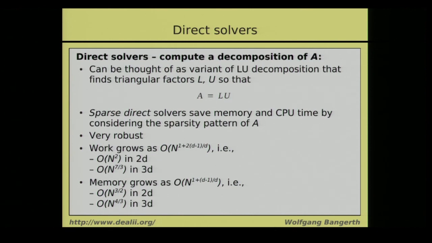The amount of memory that you need to store grows like n to the 1 plus d minus 1 over d. So in 2D, the amount of memory to store the L and U factors is n to the 3 over 2, and in 3D is n to the 4 over 3, when we know, for example, that to store the LU factors for a full matrix takes exactly as much memory as to store the entire matrix A.